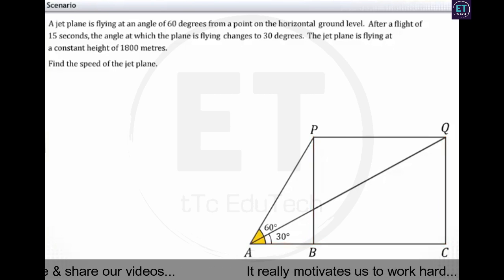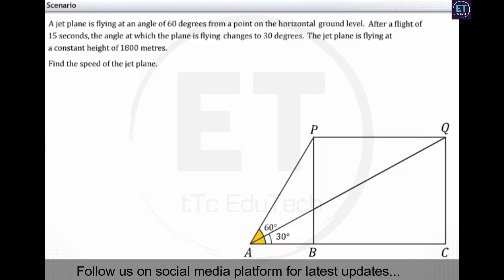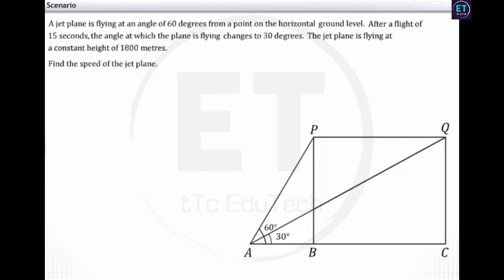The angle PAB is the first angle of elevation, which is equal to 60 degrees, and the angle QAC is the second angle of elevation, which is equal to 30 degrees. PB is equal to 1,800 meters, which is the constant height of the jet plane. Let's assume that the speed of the jet plane is x meters per second.